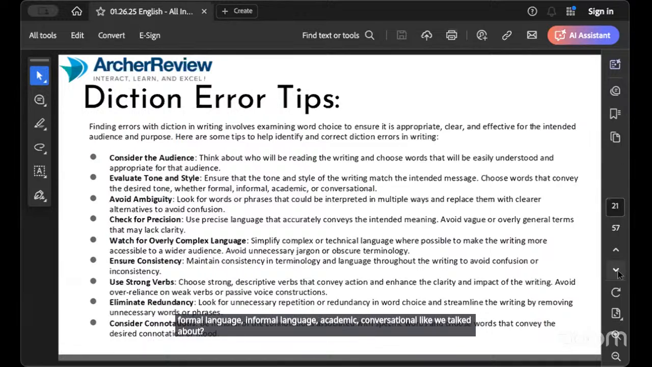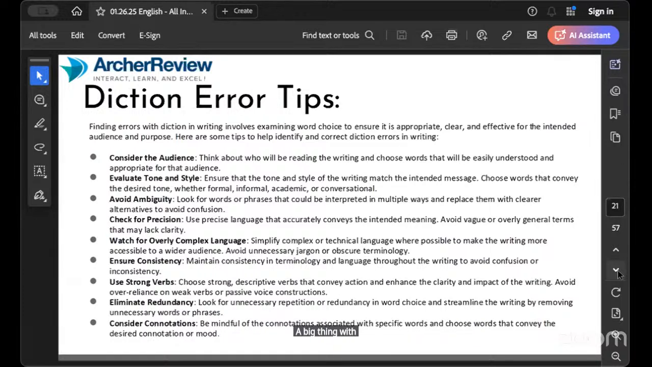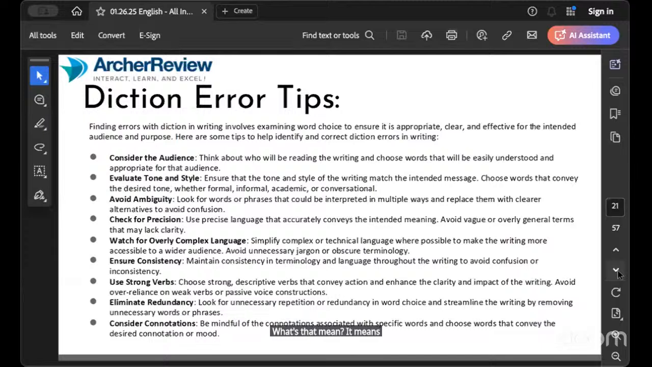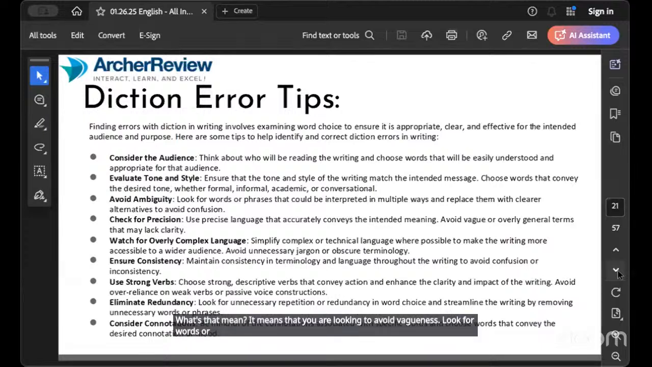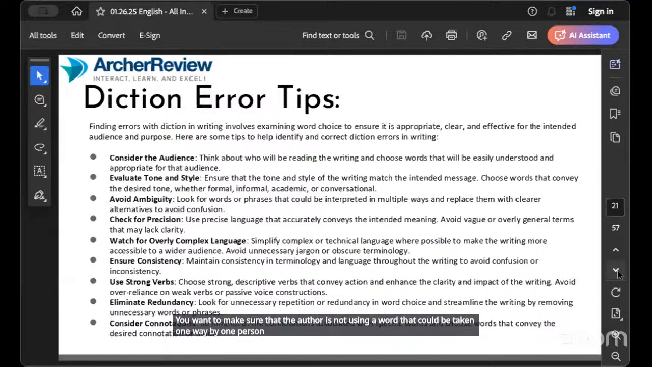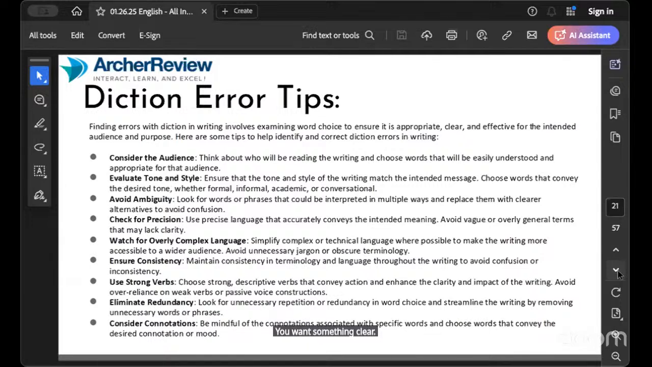A big thing with diction is also making sure that the sentence does not have any ambiguity. So avoid ambiguity. What does that mean? It means that you are looking to avoid vagueness. Look for words or phrases that could be interpreted in many different ways. You want to make sure that the author is not using a word that could be taken one way by one person and another way by another person. You want something clear, direct, to the point.